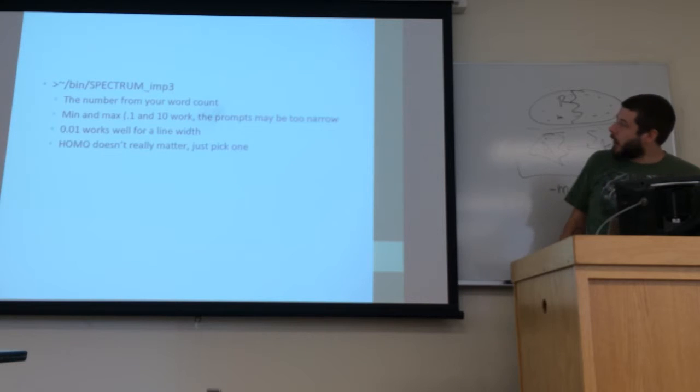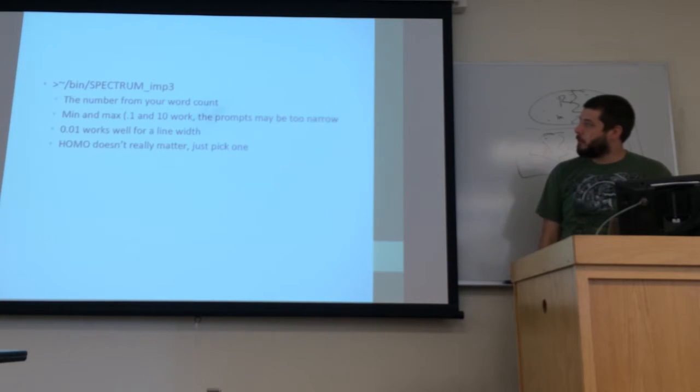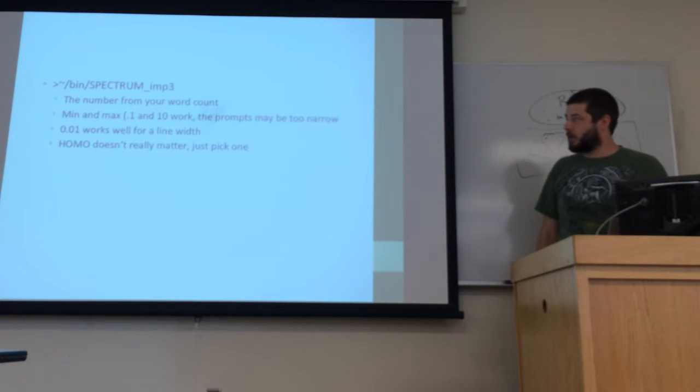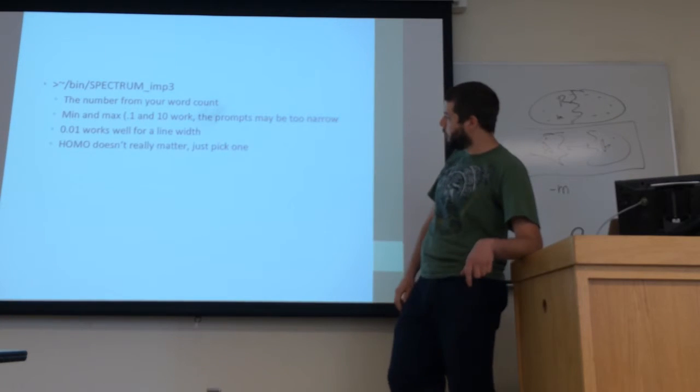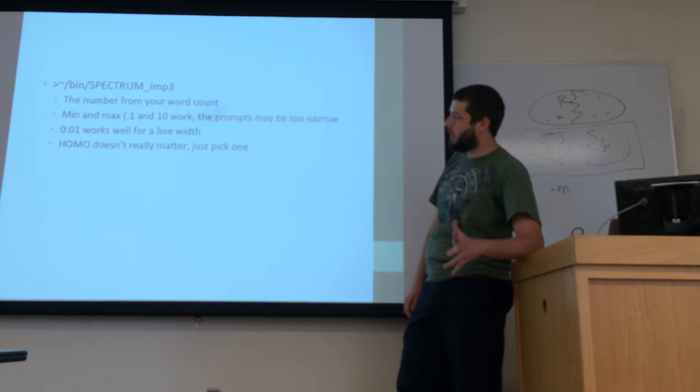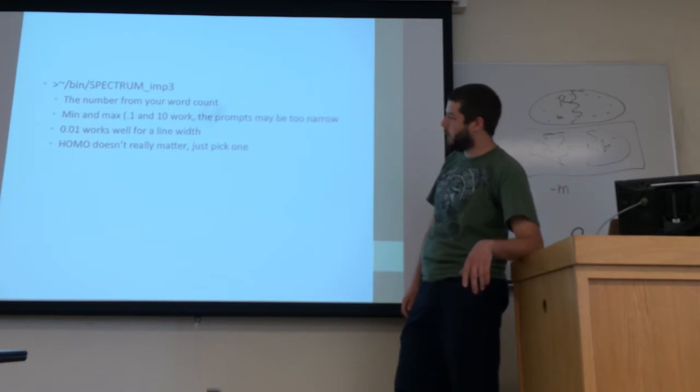The final thing that you'll want to do is make the spectrum, and it's in the bin. So it'll have many different prompts, so you'll want to be sure that you did the word count before, so you can answer that first question correctly. Then you'll want to enter the minimum and maximum energy. The automatic prompt, I think it's like 0.5 and 3, but if you do that, you'll only get a very, very narrow spectra. So 0.1 and 10 work fine. 0.01 for the line width, that is in the prompt, that works well.